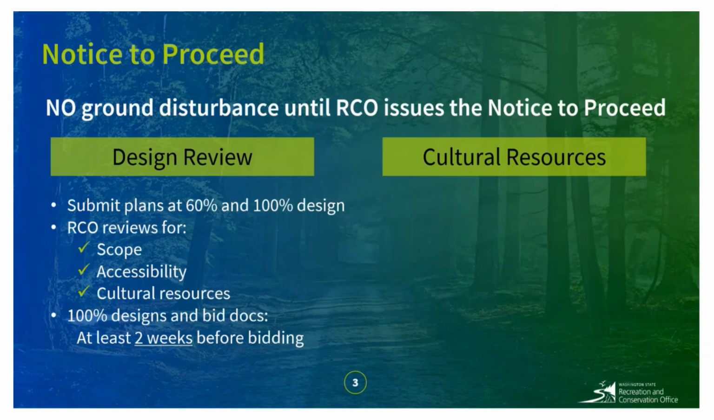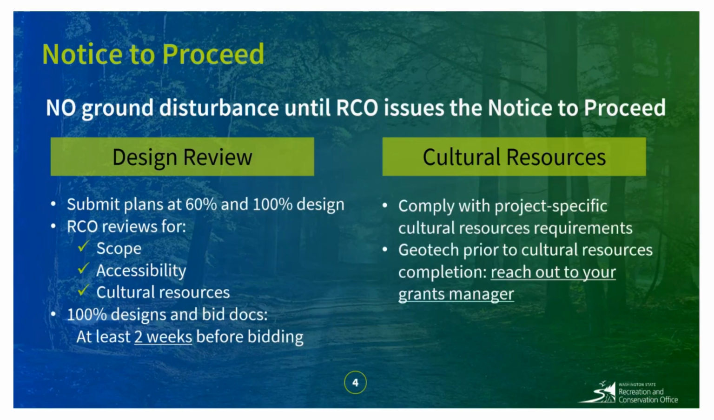RCO will review these plans for consistency with project scope, accessible routes and features throughout design, and consistency with cultural resources review to ensure that your planned ground disturbing work aligns with the area of potential effect that was used for cultural resources. For your 60% designs, please submit them to RCO as soon as they're ready. We'd like to see these designs early so that you have enough time to make changes if needed. Your final plans and bid specifications must be submitted to RCO at least 2 weeks before you go out to bid.